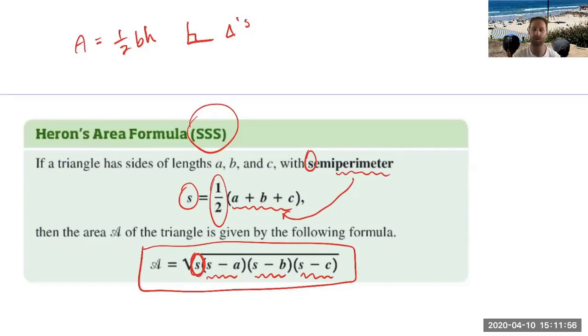So again, if you want to check it out, then you can look it up on another video or even in our book, and most books will have the derivation of it. I just don't think it's worth our time.